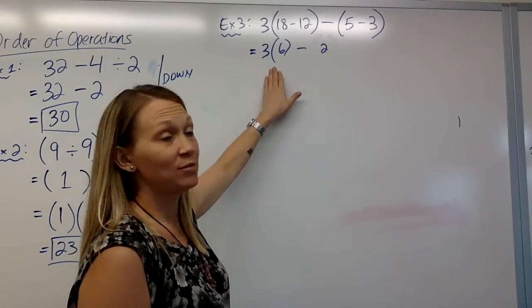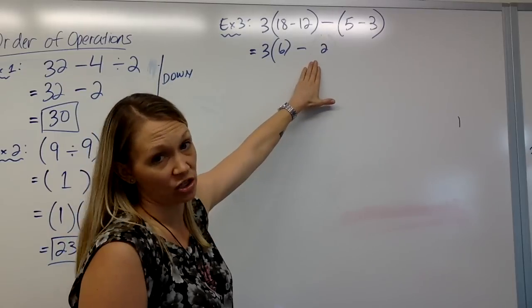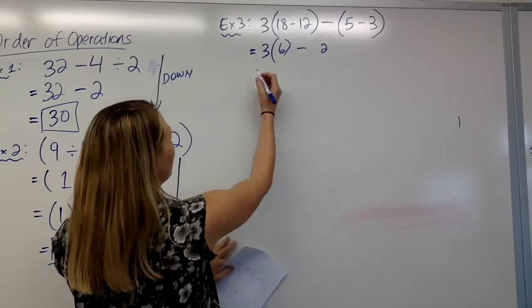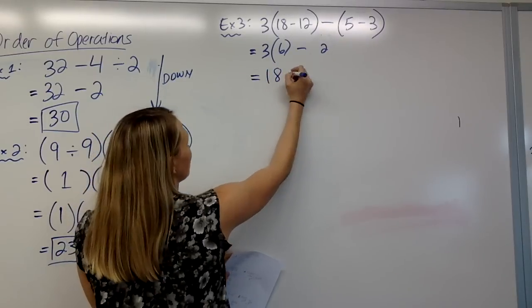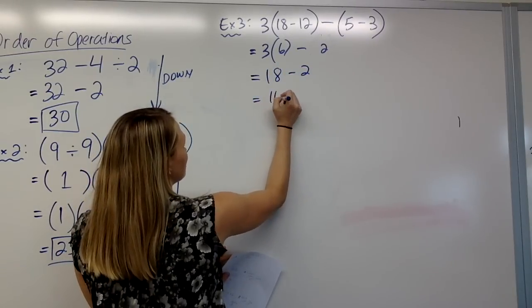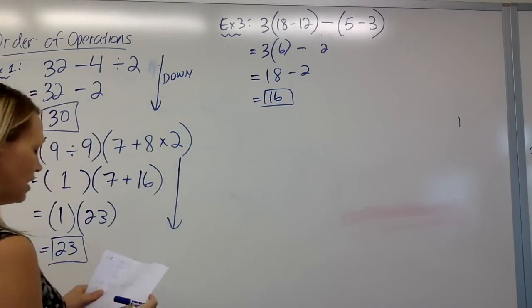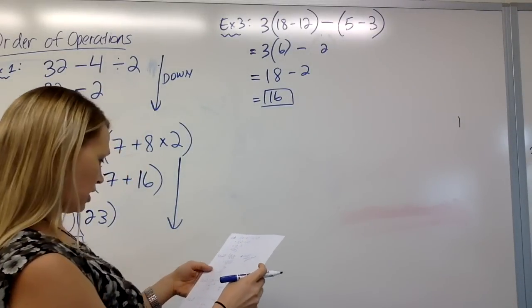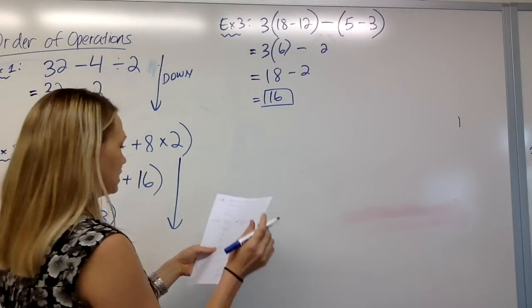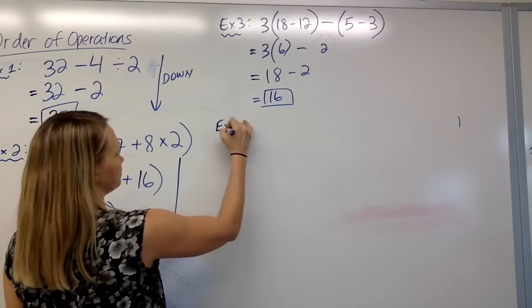Do you do the multiplication, or do you do subtraction first? Hopefully you got that you do times. So 3 times 6 is 18, minus 2. Final answer, 16. Great. Okay, let's do 2 more examples. Wait, let's see. 3 more examples. Okay, example 4.